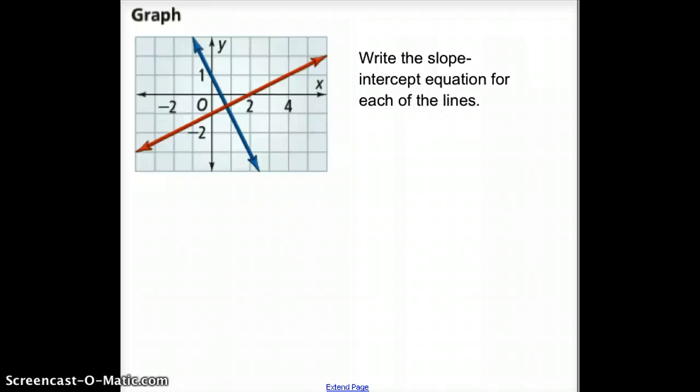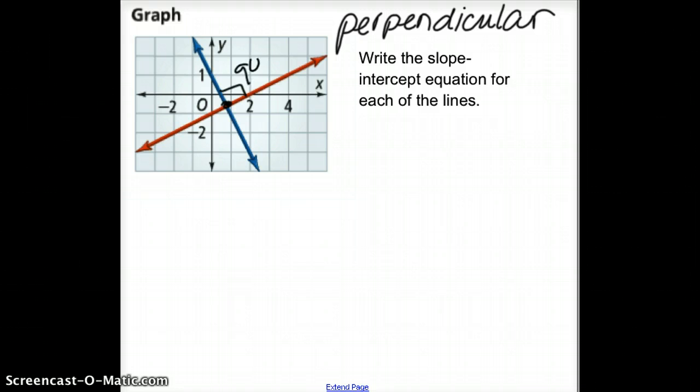All right, looking at these two lines. These two lines are perpendicular. You might have heard this before. Here's what it means. Perpendicular lines intersect, meaning they cross each other, and when they do, they form a 90-degree angle. So they cross exactly at a 90-degree angle.